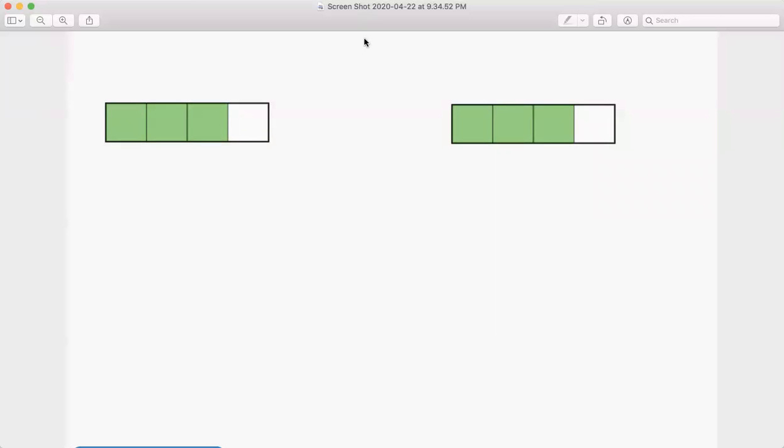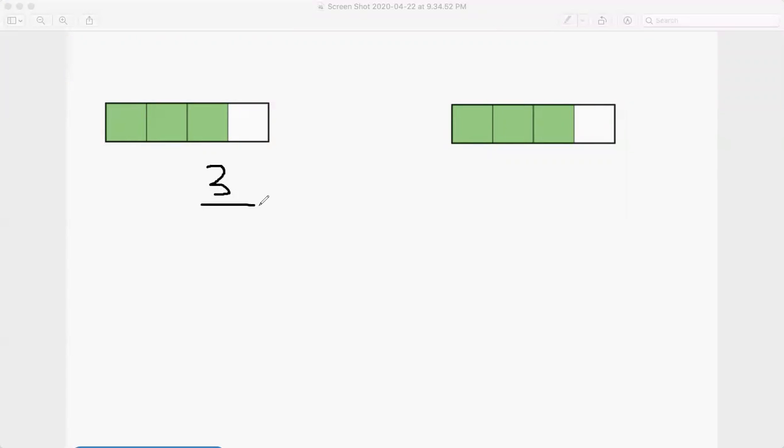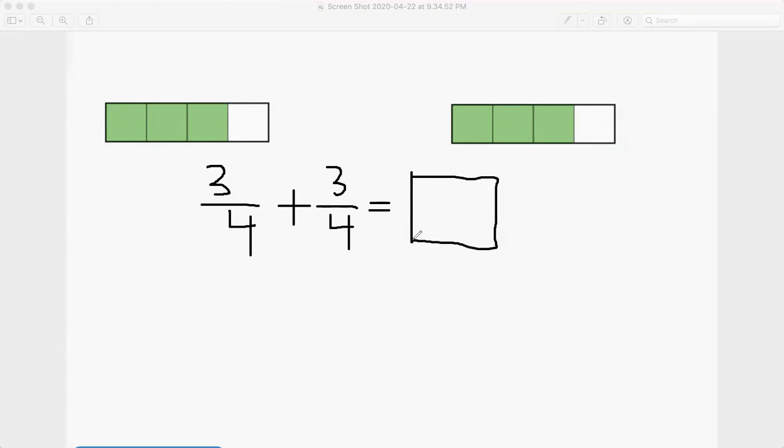All right, welcome. So today we're going to do some work with addition of fractions. As you can see on the left-hand side here, I have a quantity of 3/4. So I'm going to write that amount, 3/4, plus another 3/4. And that is going to give me my sum or my unknown, right?